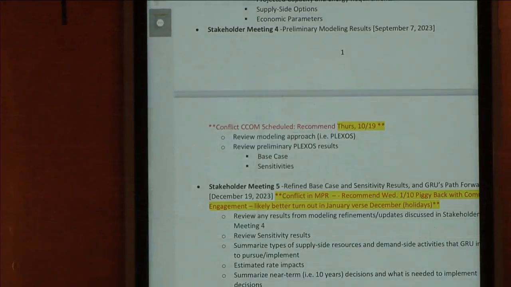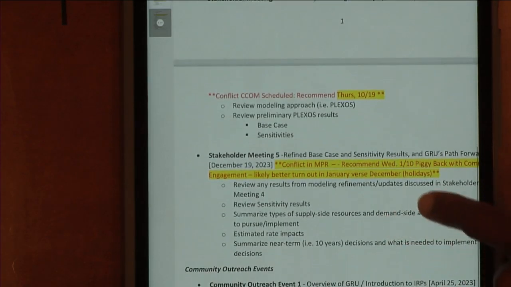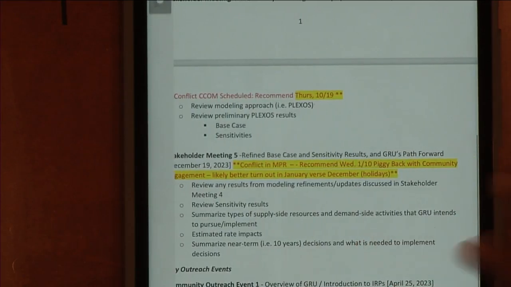So the fourth meeting is scheduled to do base case and sensitivities and review the modeling and talk about what those items are coming out of the model at that point. And then the last one that we think we'll have is January 10th, and that's going to be reviewing the results, any modeling refinements that have to go into it, summarizing any types of supply side and demand side activities that we intend to pursue or implement. So as I said, again, we'll implement a certain amount of reduction due to DSM. We'll have to develop a detailed plan on how we actually get that reduction and what programs help us get there.